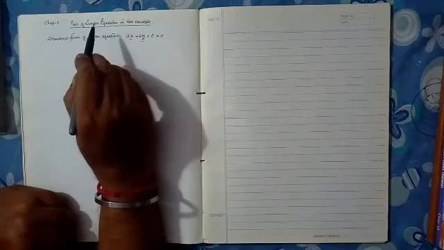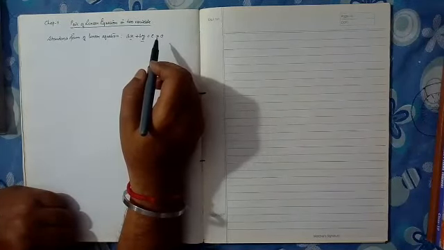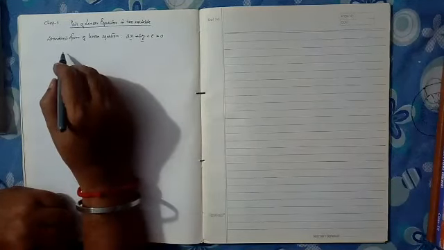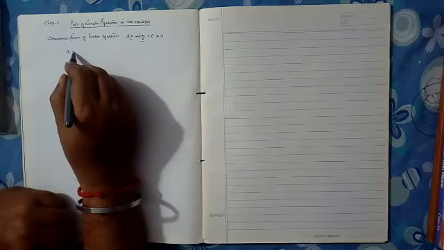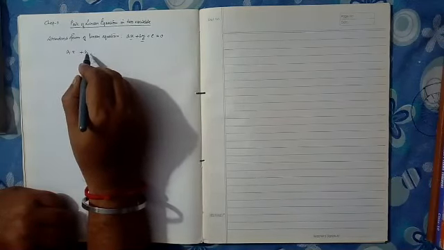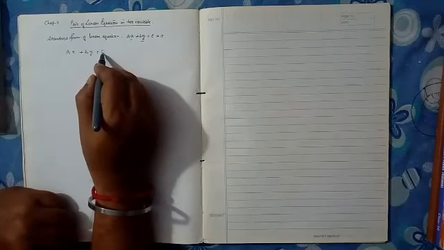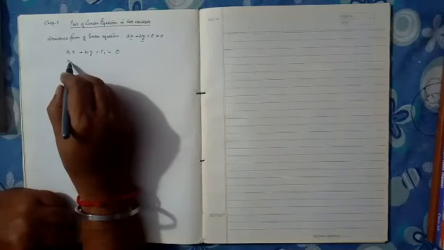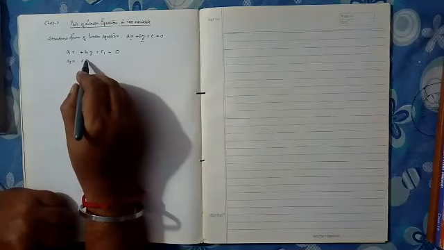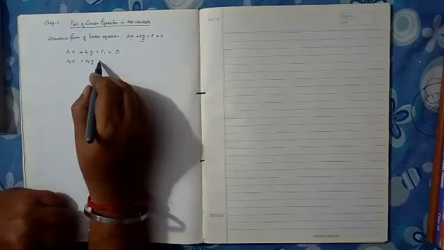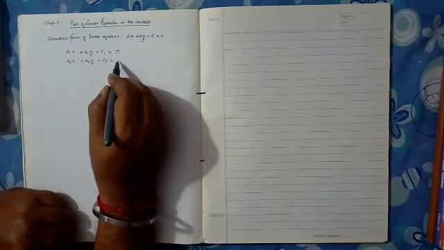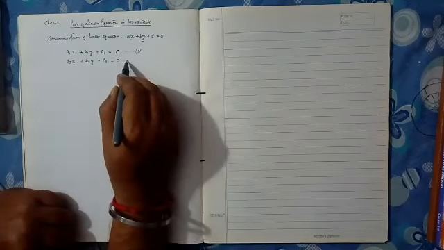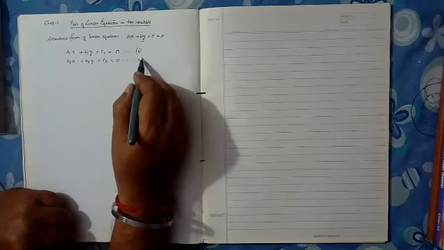Now pair of means there must be two equations. So we are going to represent the two equations as a1x plus b1y plus c1 is equal to 0 and a2x plus b2y plus c2 is equal to 0. Equation 1 and equation 2.